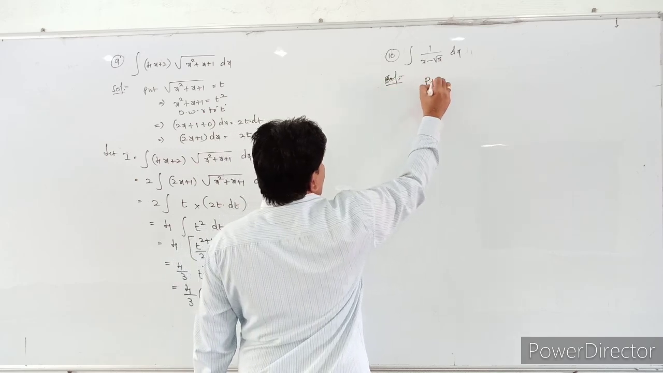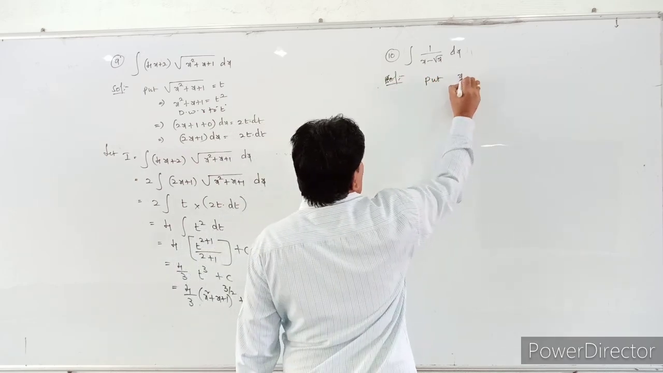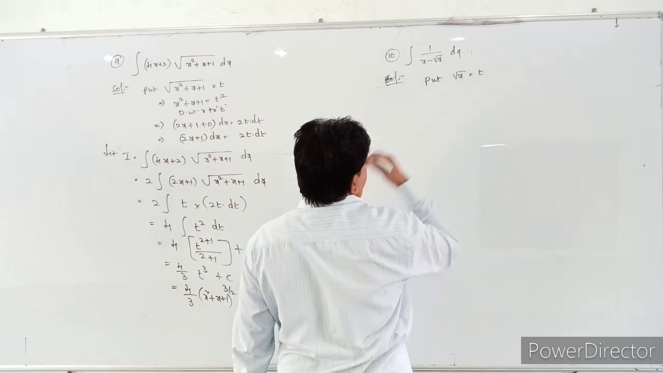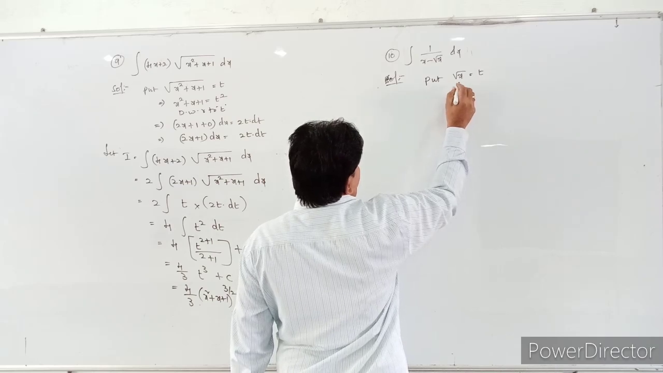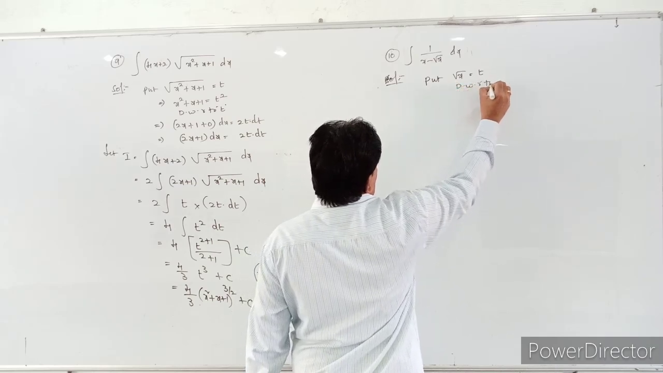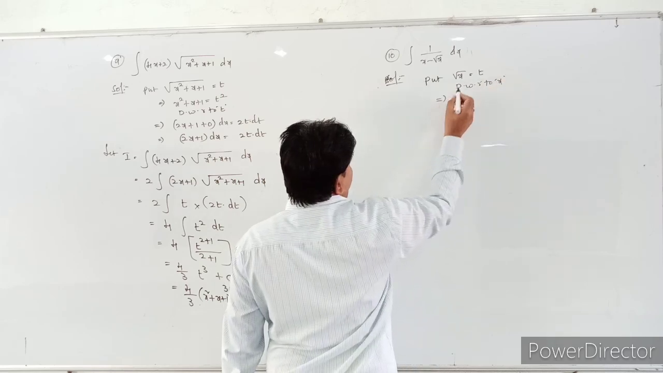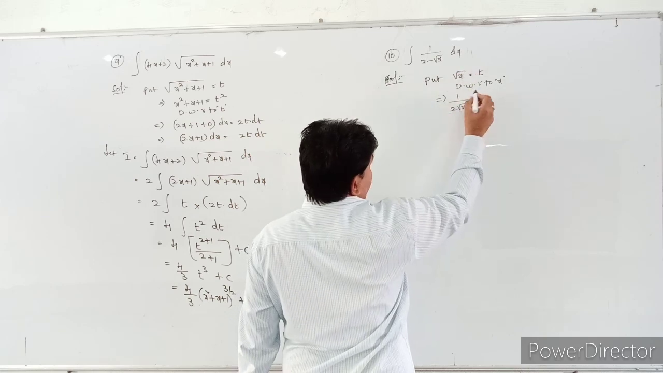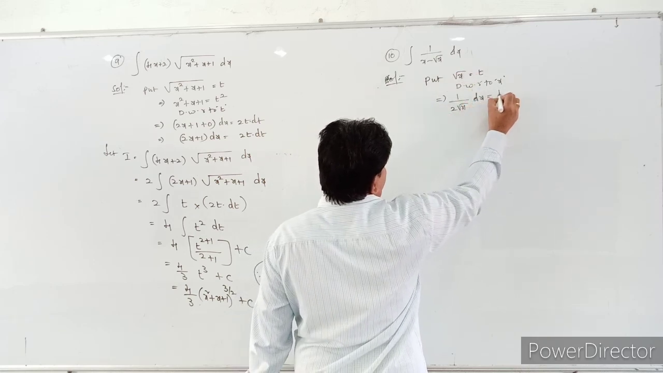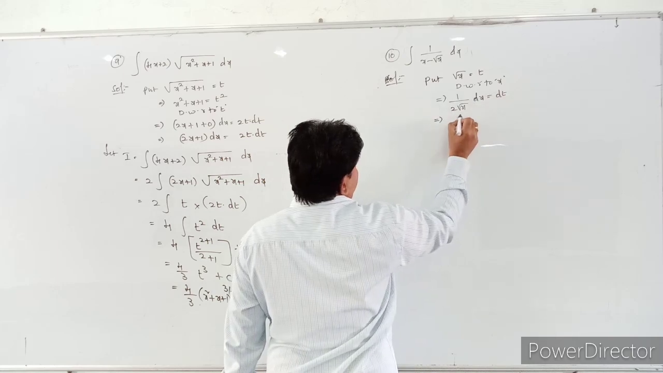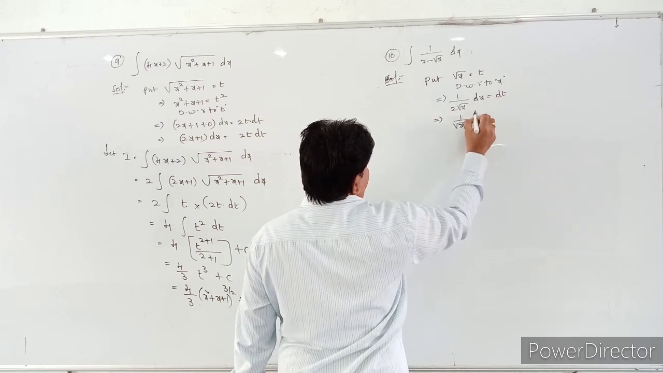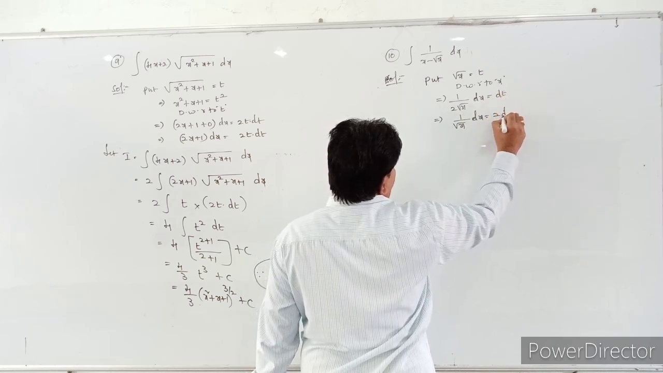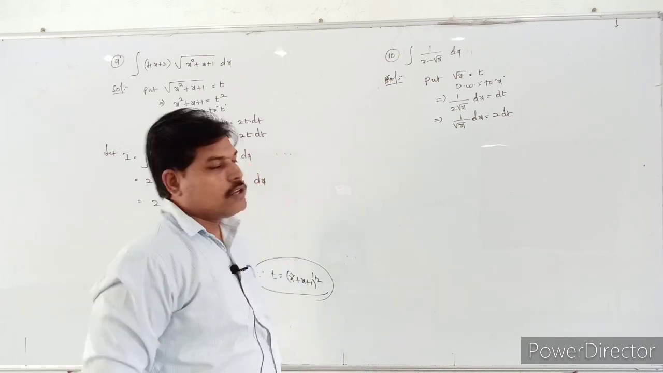First I will put root x is equal to t. What happens? That implies differentiate with respect to x. Root x derivative is 1 by 2 root x, that is the formula, into dx is equal to dt. So that implies 1 by root x into dx is equal to 2t, that is 2 into dt.